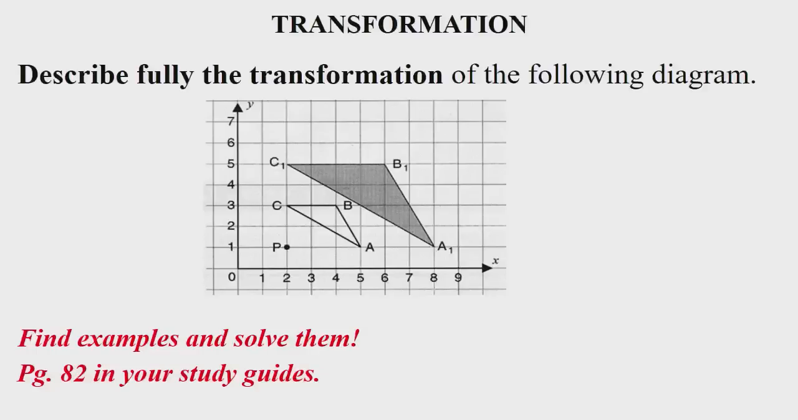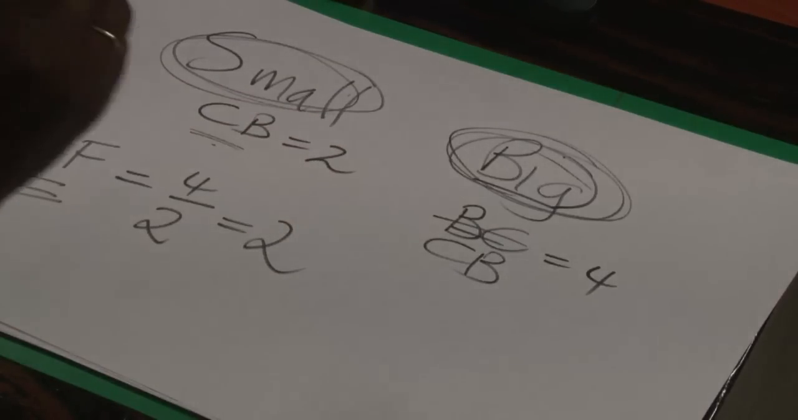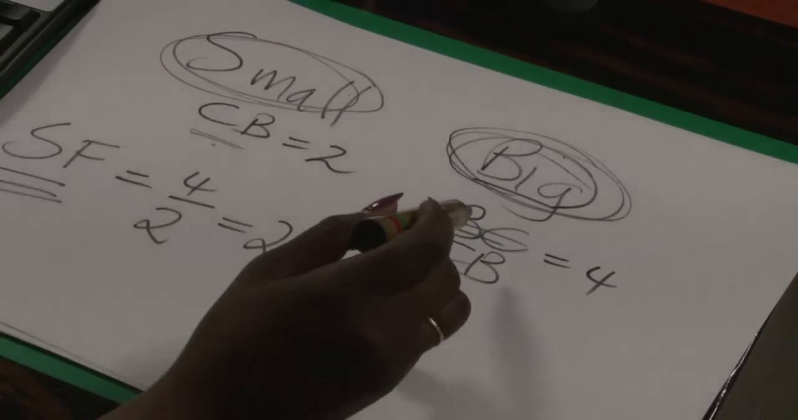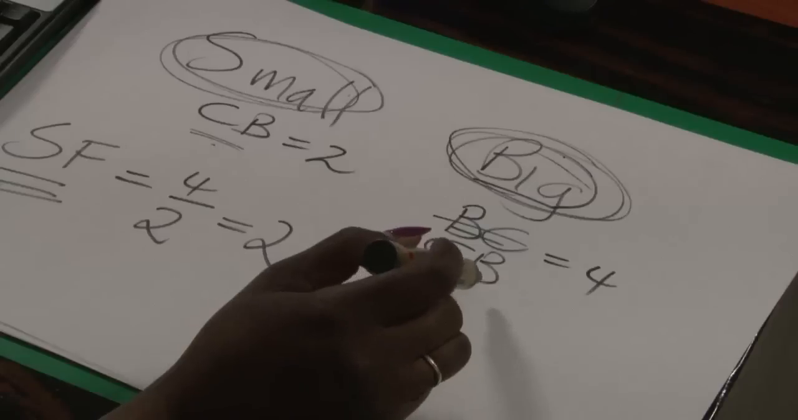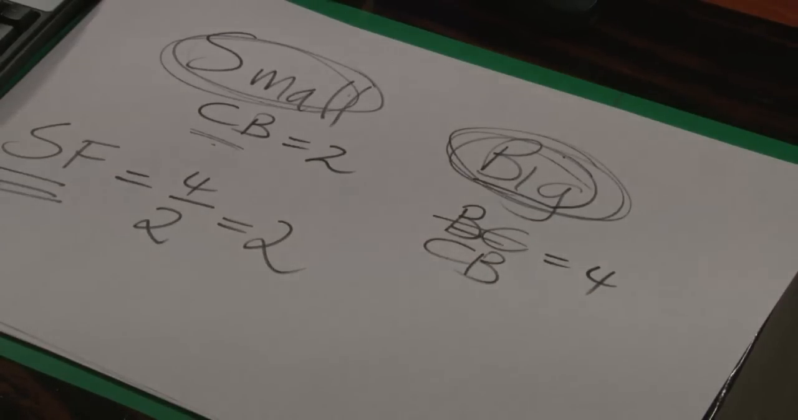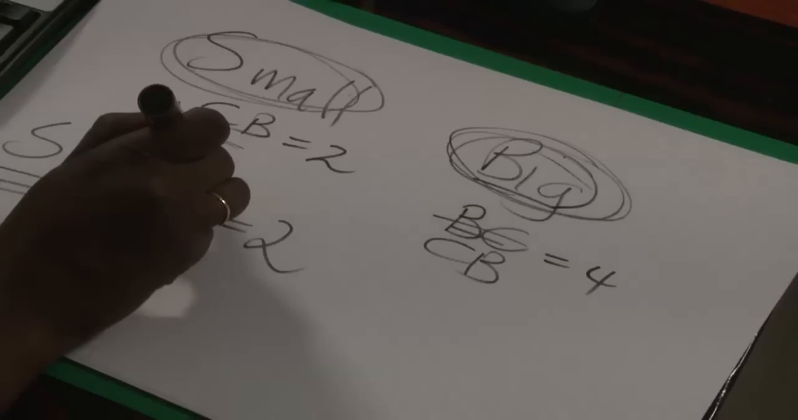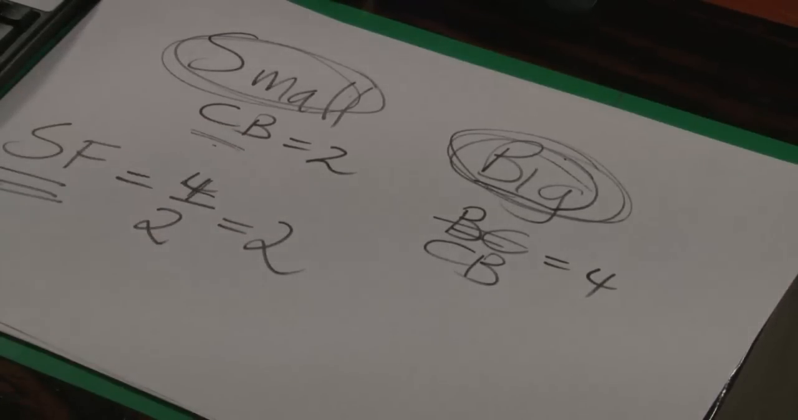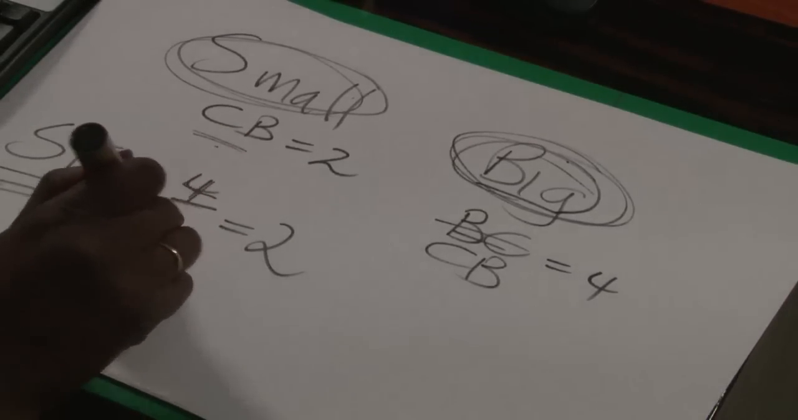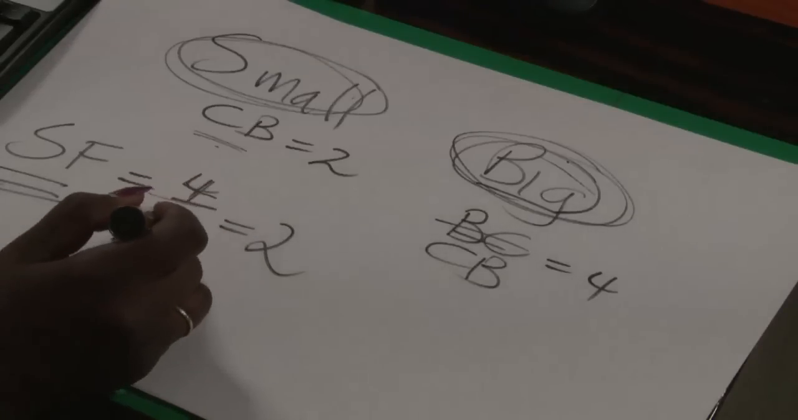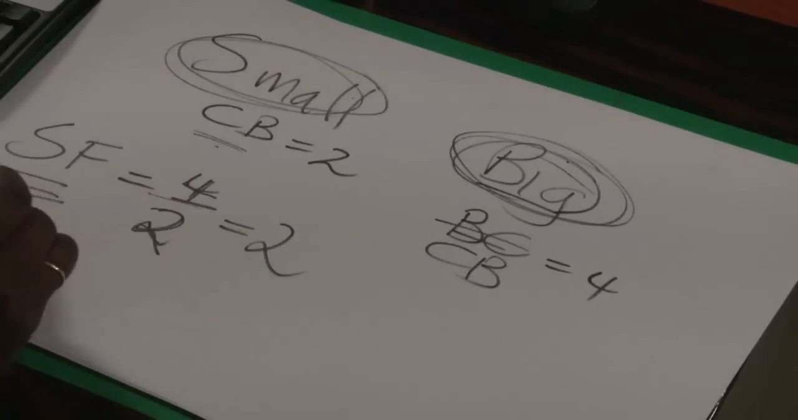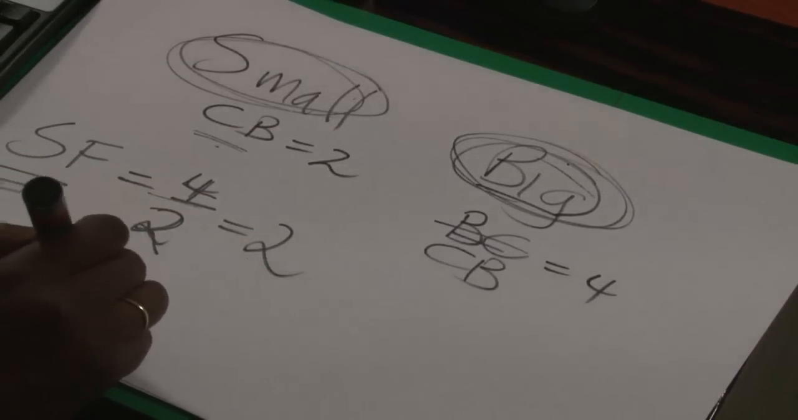On the big rectangle, CB is 4 units, and on the small one it is 2 units. When I count them, it's 1, 2 units. On the big diagram, CB is 4 units. You can count them and confirm what I'm saying. Now, how do we find the scale factor? We say the units of the big diagram divided by the units on the small diagram. Then you work it out. 4 divided by 2, the answer is 2. Our scale factor is 2.